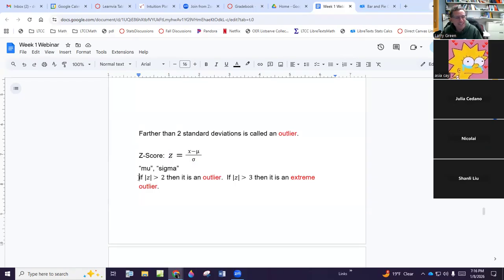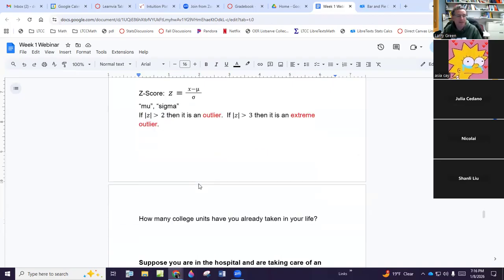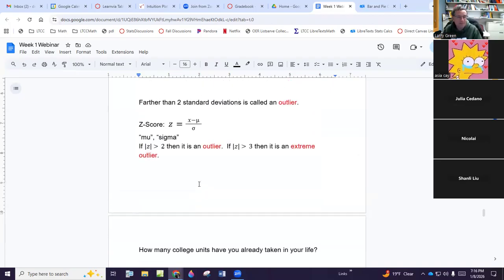Okay. So if z is greater than 2, we call it an outlier. If z is greater than 3, it's an extreme outlier. So the z tells you how many standard deviations from the mean you are. And I put absolute values because if you're on the left, it's negative, and if you're on the right, it's positive. So the absolute value makes it an outlier, and then you can look at outliers.